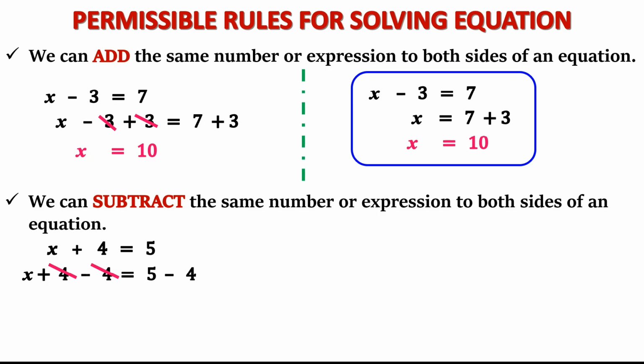Now what I have in the left hand side is only x, but the right hand side has got affected. Now it is no longer 5, it is 5 minus 4. So the answer becomes x is equal to 1.